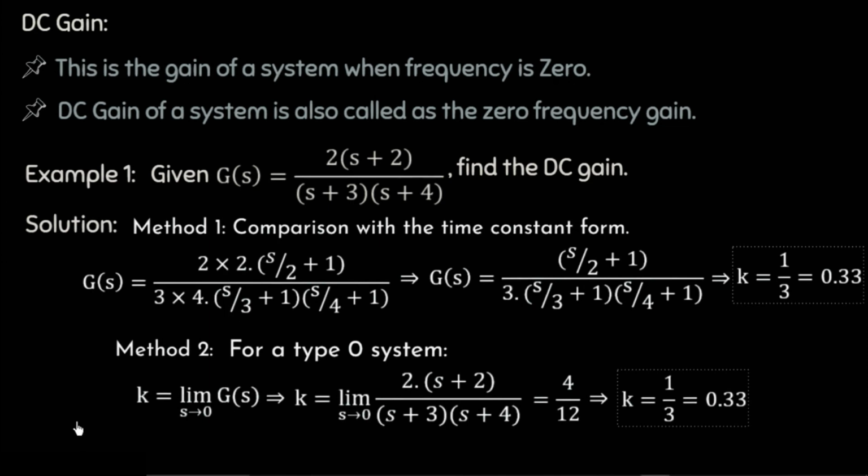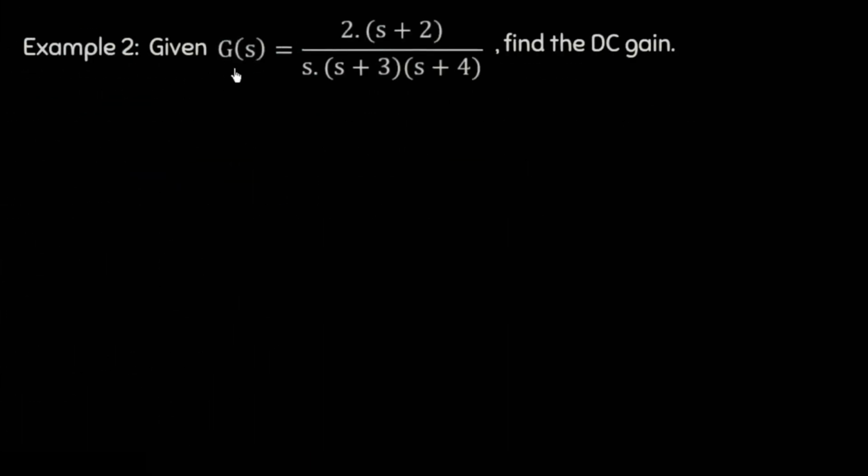Now suppose we are given a type 1 or a type 2 system and we are asked the DC gain of that system, then what will we do? We cannot apply this formula. Surely we can apply method number 1, that is the comparison with the time constant form, but we cannot apply this particular expression for a type 1 system. Let's understand this with the help of an example. Given G(s) equal to 2 multiplied with (s plus 2) over s multiplied with (s plus 3) multiplied with (s plus 4), find the DC gain.